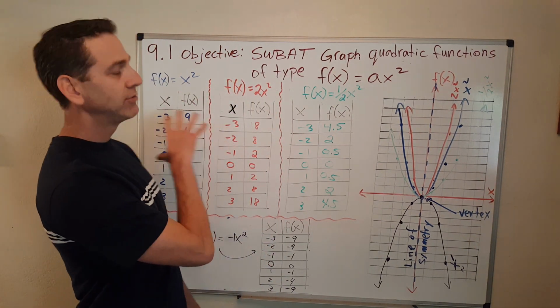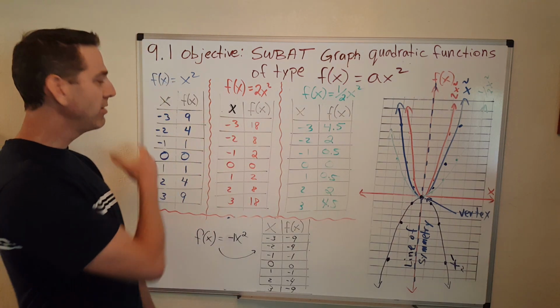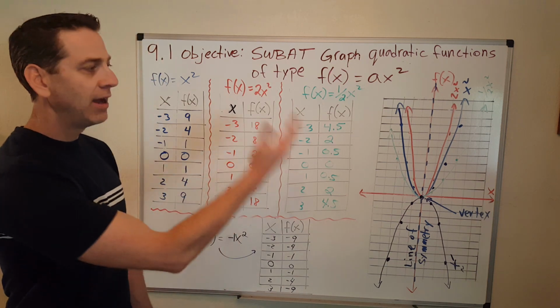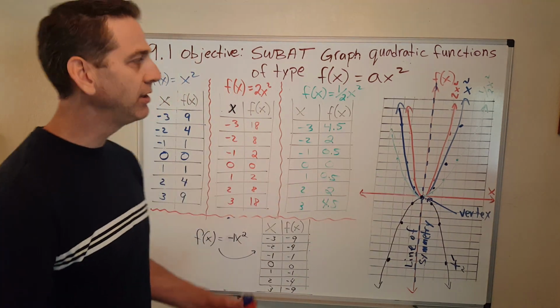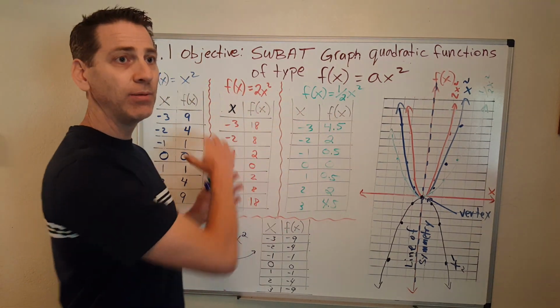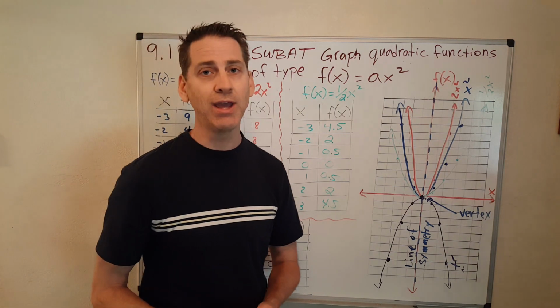So what I want to do is make a table, select my x values, solve for my corresponding f of x values, and then just plot my points. And you can see what happens when a changes from different positive values and also a negative a.